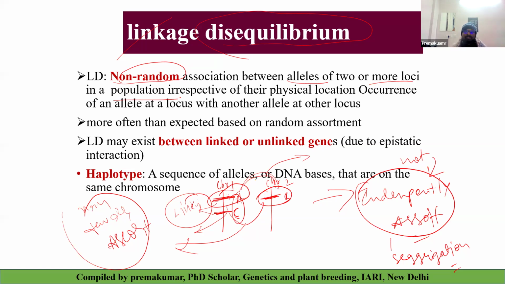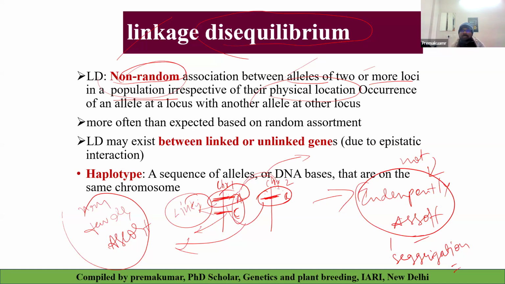That's why when we define linkage disequilibrium, it means a non-random association between the alleles of two or more loci, irrespective of their physical location. Normally, during linkage, it will be the common phenomenon: they will assort non-randomly. But even though they are present wherever in the gene, they will assort dependently. They do not assort independently. That is called linkage disequilibrium.